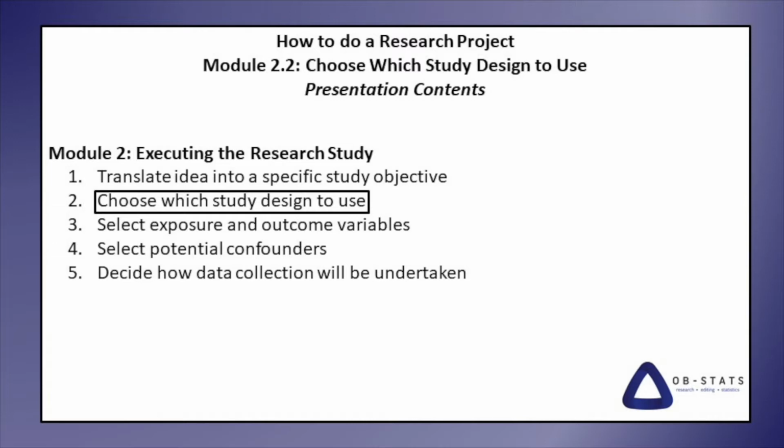1. Translate idea into a specific study objective. 2. Choose which study design to use. 3. Select exposure and outcome variables. 4. Select potential confounders. And 5. Decide how data collection will be undertaken. We are currently on submodule 2.2, choose which study design to use.